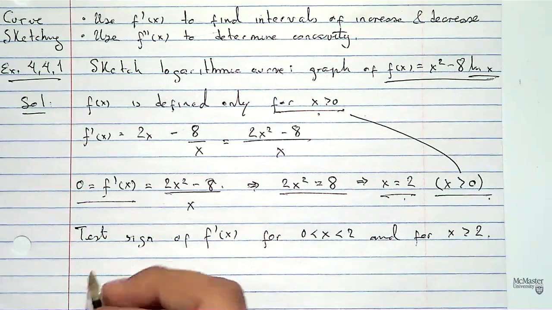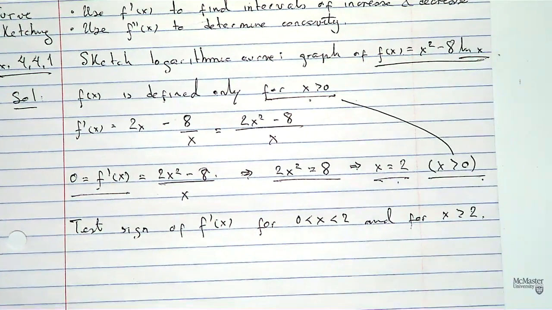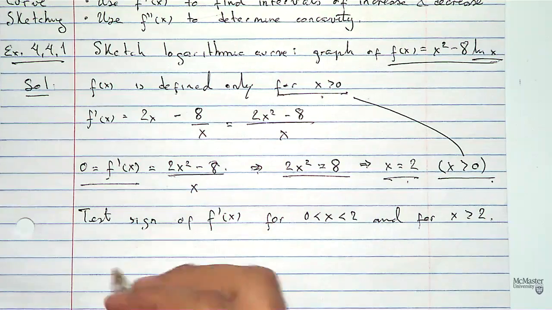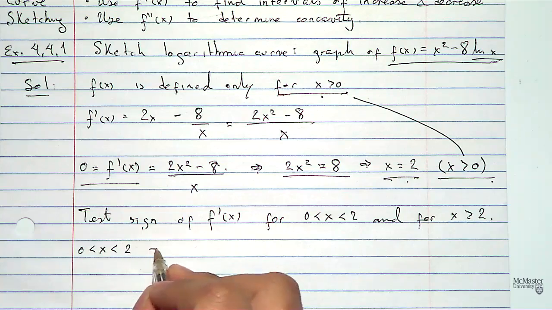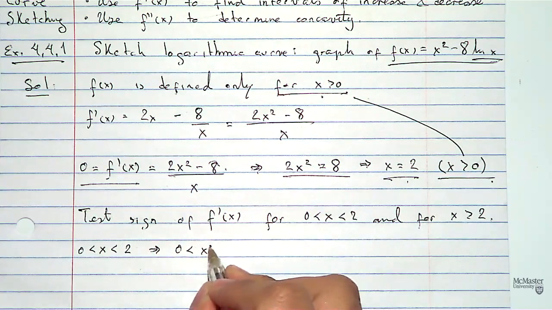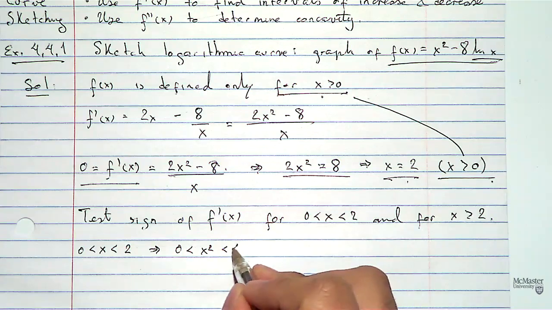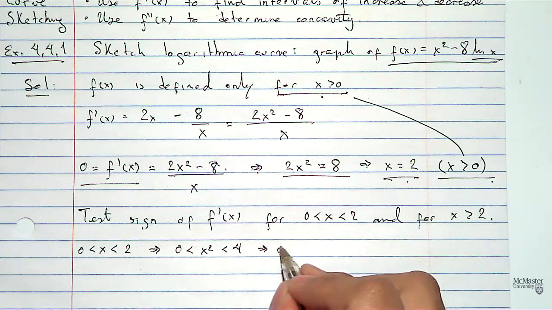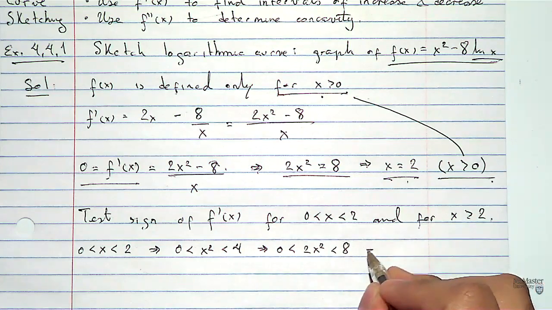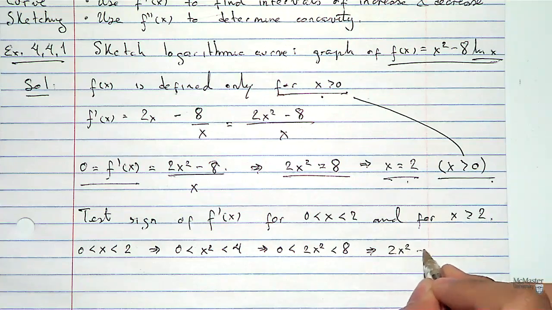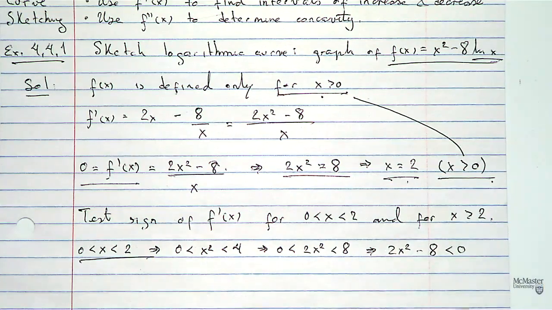So this is just by inequalities, where I can do the following analysis. If x is greater than 0 but less than 2, that means that x squared is greater than 0 but less than 4, which means that 2x squared is greater than 0 but less than 8, which means that 2x squared minus 8 is less than 0 for this condition. This is just an inequality way to derive this.